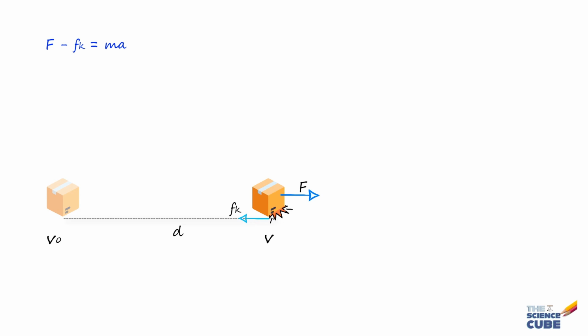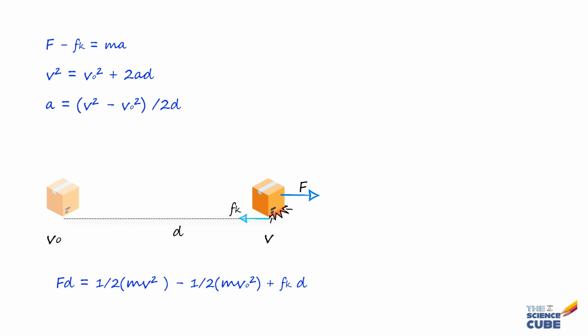Now, since both the forces, that is the applied force and the force of friction, are constant, you can say the acceleration a is also constant. Then we can write the final velocity as v squared is equal to v0 squared plus 2ad. And solving for a, we get a is equal to (v squared minus v0 squared) upon 2d. And substituting the results into this equation, that is the expression for a over here, and rearranging a bit, gives us Fd is equal to half mv squared minus half mv0 squared plus Fk into d. But we also notice that half mv squared minus half mv0 squared is equal to delta K for the block. So we write this equation as Fd is equal to delta K plus Fk into d.